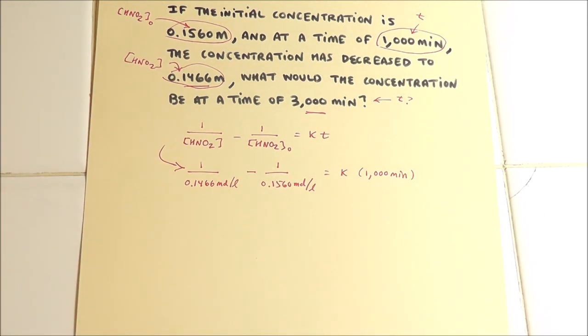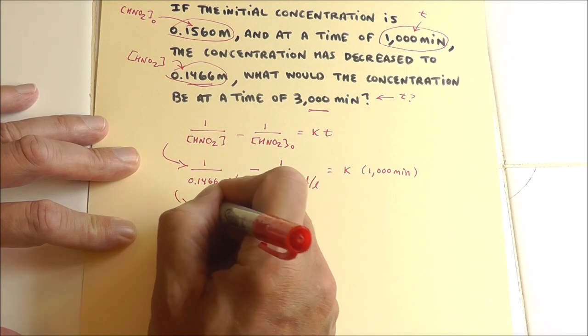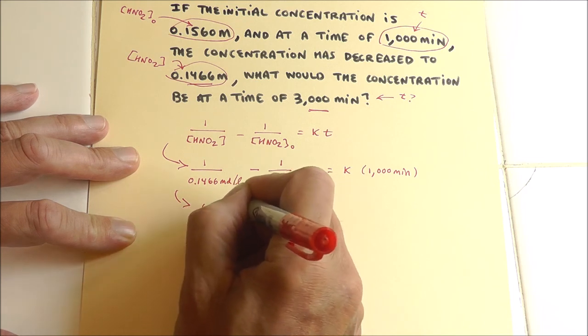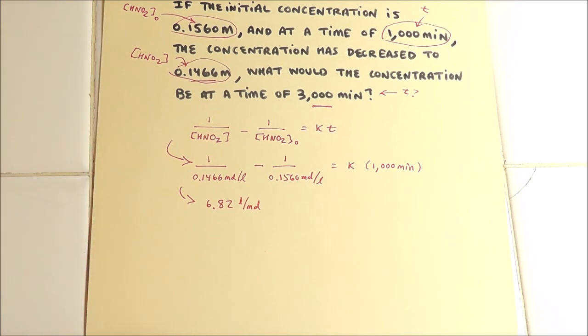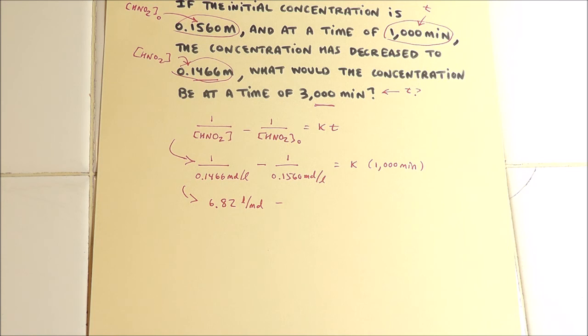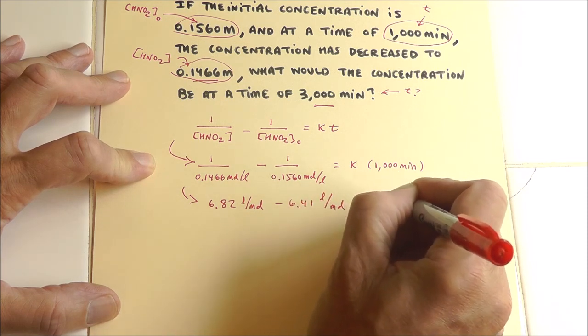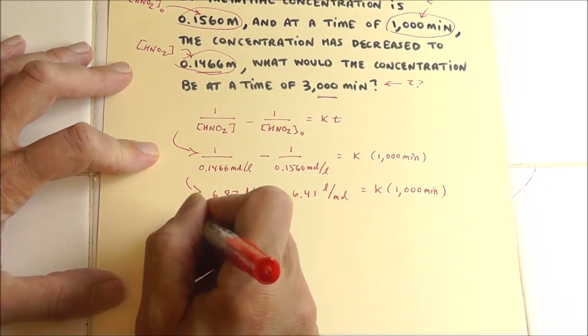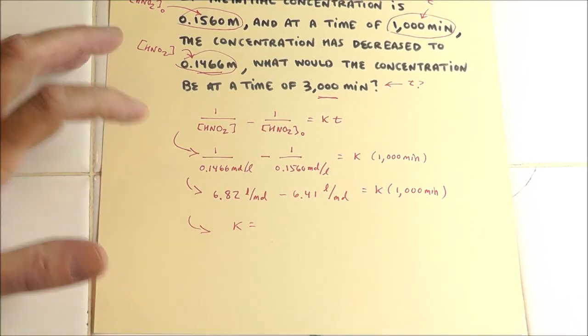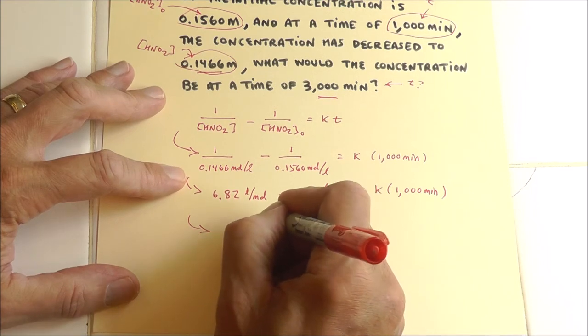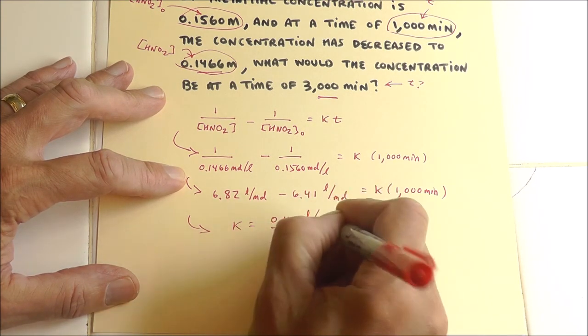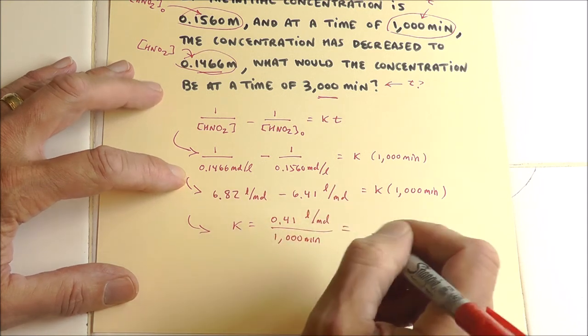So let's do some quick and fancy math here. Now, no logarithm button. That's kind of nice, but that's about where the niceness ends. This is 6.82 liters per mole, because I took 1 over concentration. So it's liters per mole. That might be a little weird, but that's what it is. And then minus, if you have an inverse button, you can use that too. 0.1560, 6.41 liters per mole equals K times 1,000. Solve for K. K is going to be, if I do that subtraction, well, geez, Mike, that's just 0.41 liters per mole divided by 1,000 minutes, and that's going to be our K.